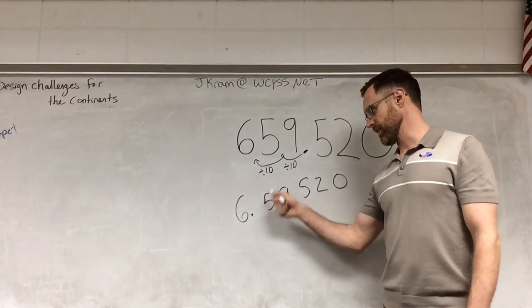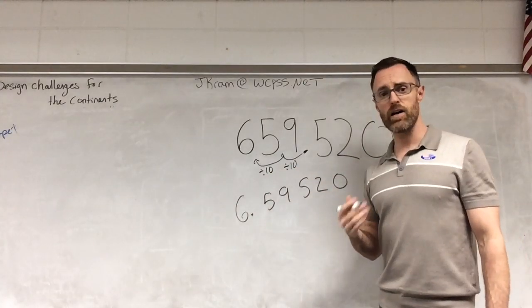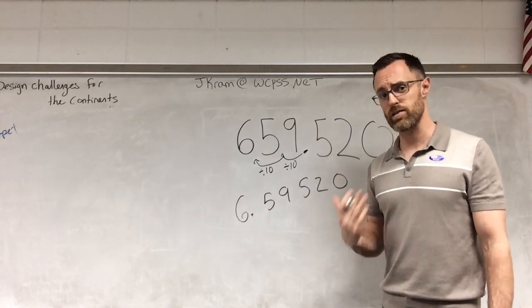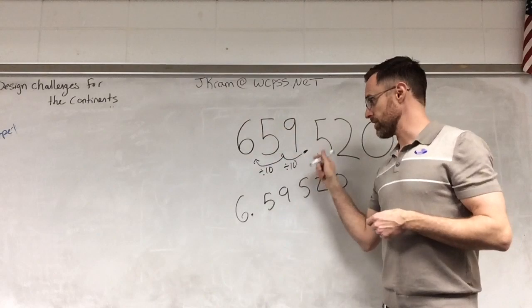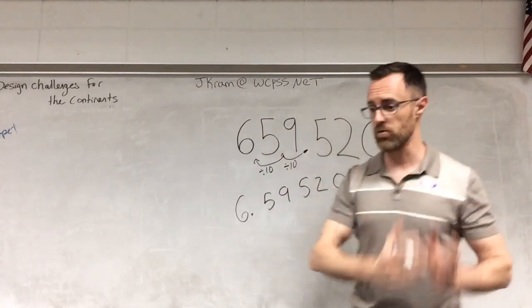6.59520, is actually 100 times smaller than what I started with. Hop the decimal that way. Dividing shrinks the number. Divide by 10, divide by 10. Okay, every time I hop the decimal over once, I divide by 10.